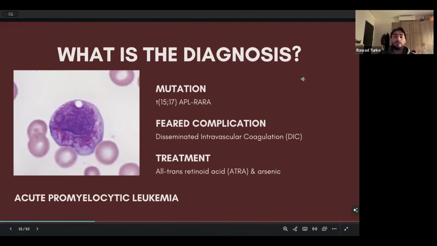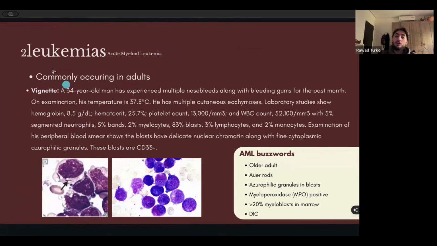Okay, perfect. So again, AML is commonly occurring in adults. It's not necessarily a child, but again, they're always going to say something about the myeloperoxidase, or they're going to say something about the Auer rods. So here's the vignette. A 34-year-old man has experienced multiple nosebleeds along with bleeding gums for the past months. So thrombocytopenia. On examination, his temperature is 37.3. He has multiple cutaneous ecchymoses, lab findings, and so on.